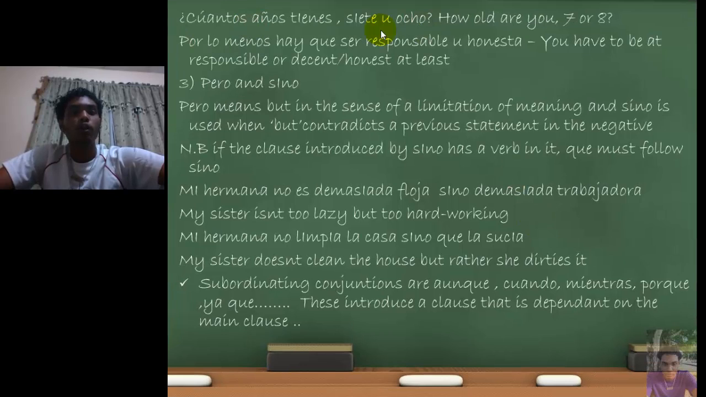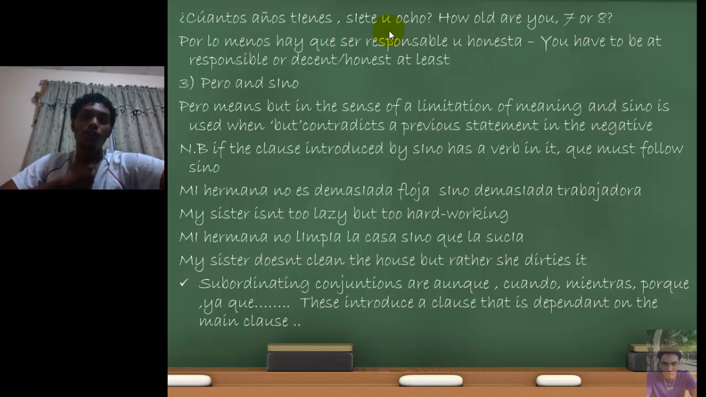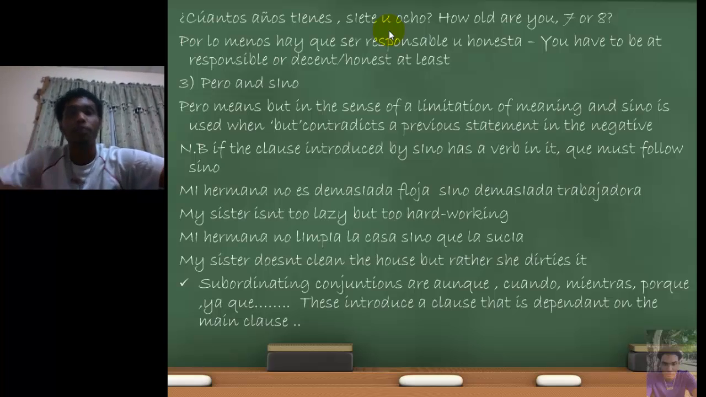So, por ejemplo, ¿cuántos años tienes? Siete u ocho, right? You don't say siete o ocho because it puts a strain on the voice of hispanohablantes, Spanish-speaking people, right?